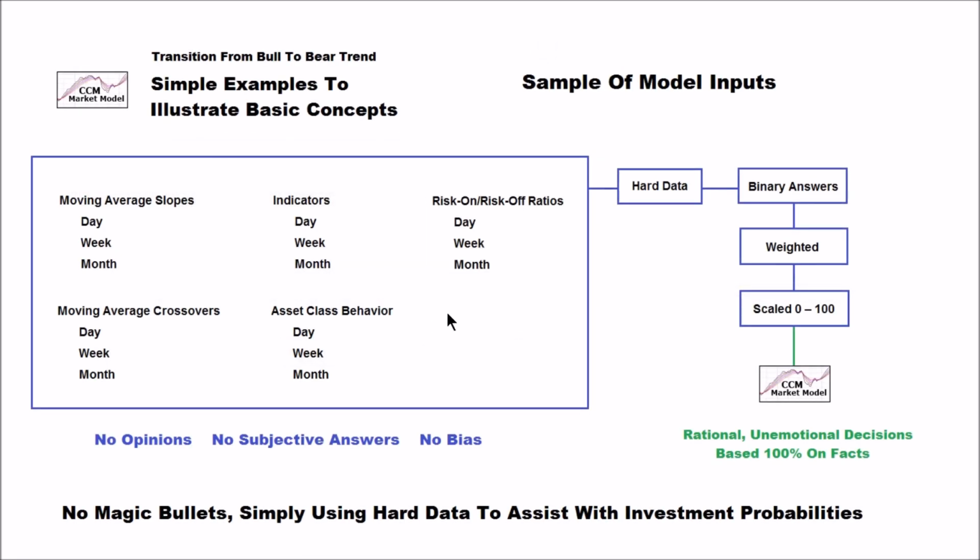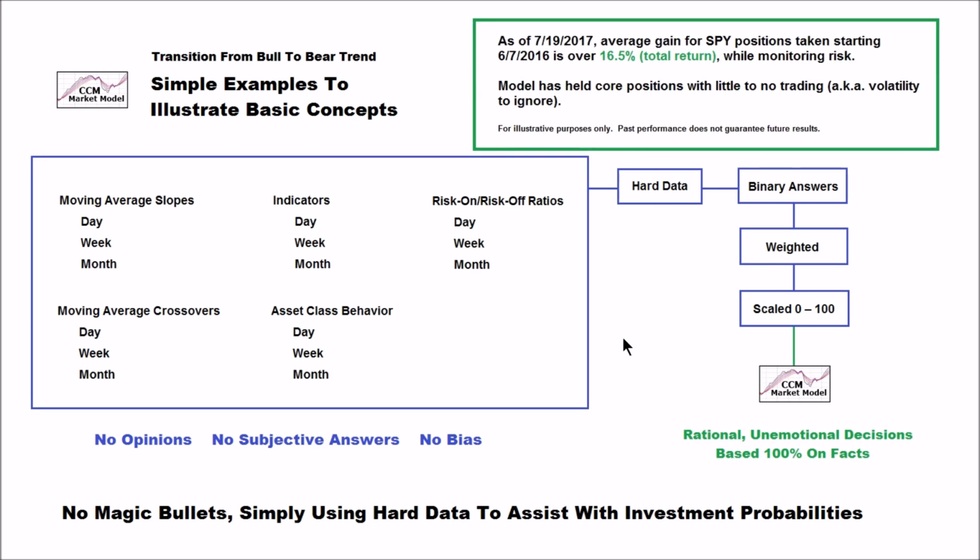So looking back to Brexit and the US election, how has the core model performed? We've covered in recent videos some changes that we made relative to the ETF scoring system, but we're happy to report the core model is working extremely well and exactly as designed. As of July 19th, 2017, the average gain for our SPY positions that we started taking in June of 2016, so over a year ago, is a total return, which includes dividends, of 16.5%. Just as we scale out when a bear market comes, we were scaling in as the data improved.